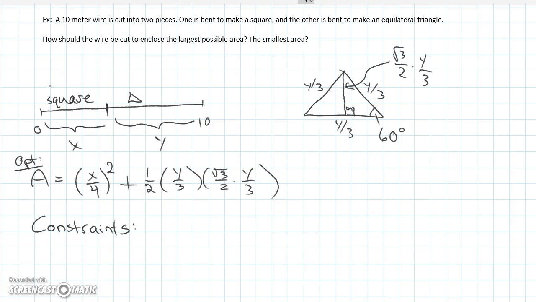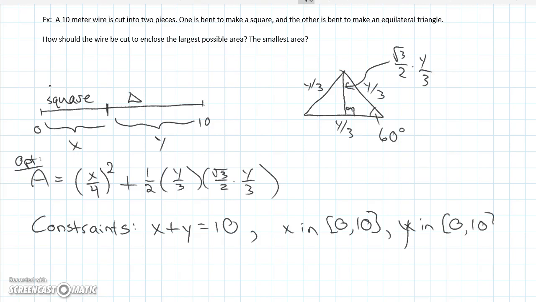Well, we have a few. If you look at the picture, it's pretty clear x plus y equals 10, since we started with 10 total meters of wire. We also know that x is between 0 and 10, and y is between 0 and 10. So we're not going to have one of them be 11 and the other one be -2 or something like that. And again, that just comes from physical considerations.